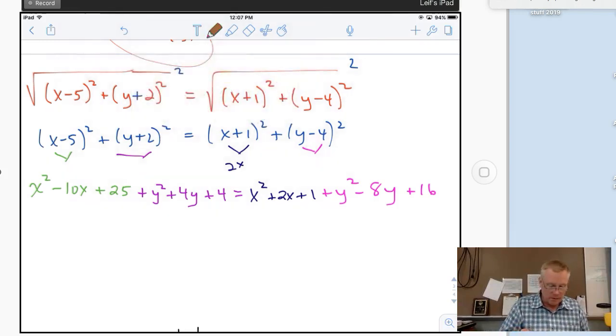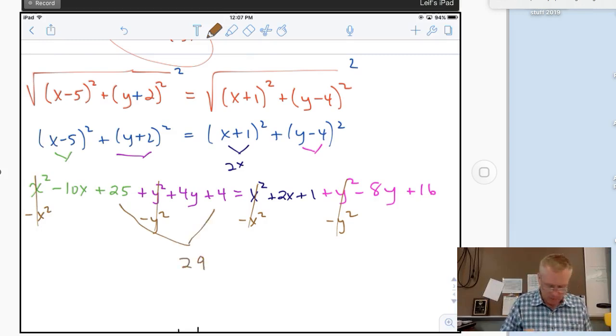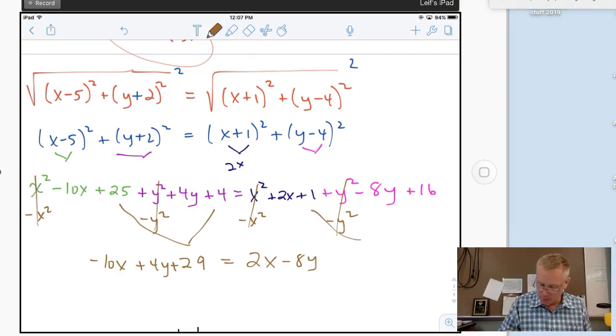Now, if I subtract x squared, those are gone, those are gone. If I subtract y squared, those are gone, those are gone. All right, so already this is looking a little better. Let's see, I can combine 25 and 4, that's 29, which leaves me with negative 10x plus 4y plus 29 equals 2x minus 8y plus 1 plus 16 is plus 17.